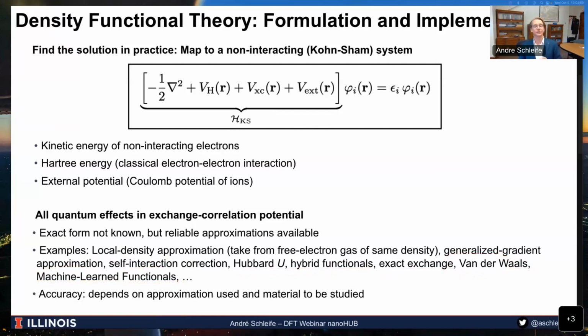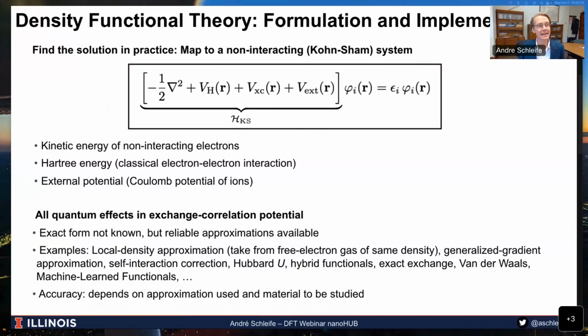So in other words, exchange and correlation is the crucial approximation, and that's where you have to be careful when you do DFT. The accuracy, I say this here, depends not just on the approximation, but also on what material you're applying that approximation to. Great. So at this point, I think we made our way through the foundation of DFT. This is what your DFT code will solve.